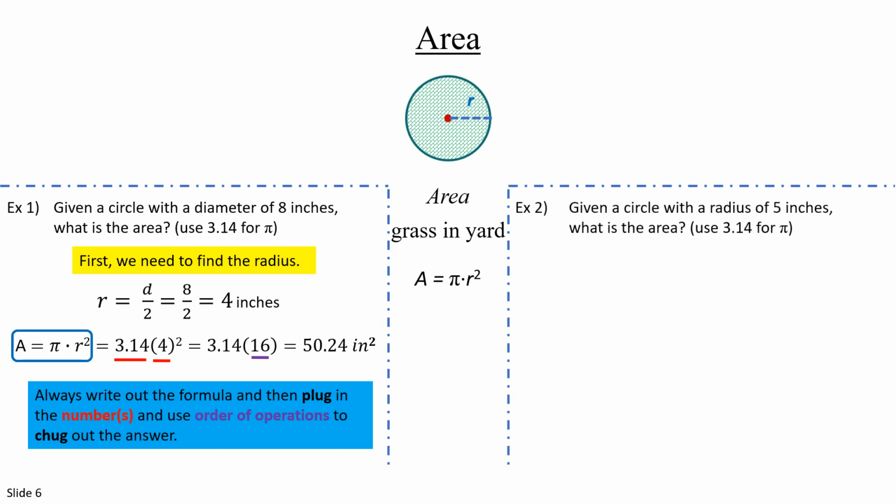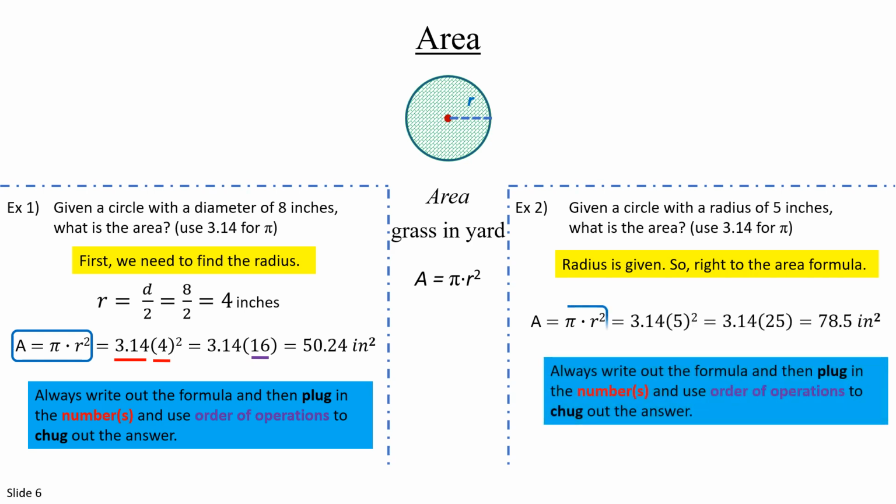Example 2. Given a circle with radius of 5 inches, what is the area? Well, in this case, we're already given the radius, so we'll just go right to the formula. Write it out, put the values in, 3.14 for pi, 5 for the radius, do the 5 squared to get 25, and then multiply by 3.14 to get your answer.